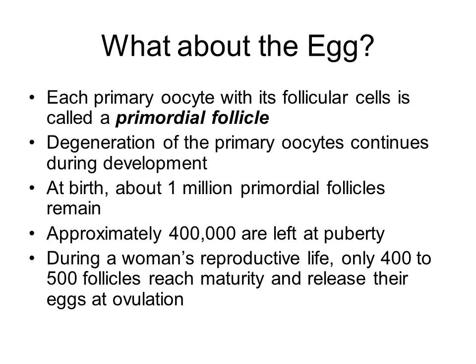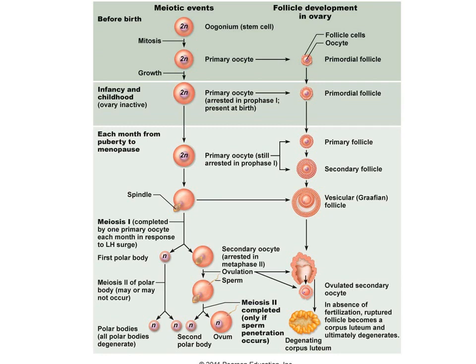Now, during development, more of the primary oocytes are going to be degenerating. So by the time of the birth of a female baby, a newborn, there's only about 1 million of these primordial follicles. By the time a girl reaches puberty, there's about 400,000 of them left. So you can see the numbers are greatly decreasing. During a woman's reproductive life, only about 400 to 500 of these follicles will go through the maturation and be released at ovulation. So the numbers are quite low as compared to the male.